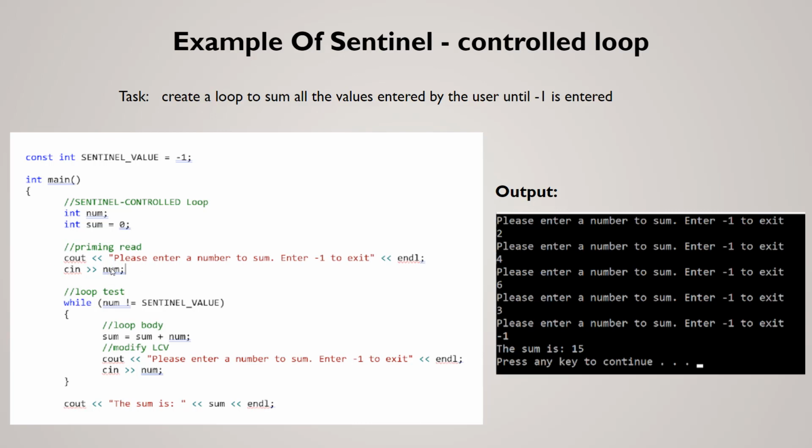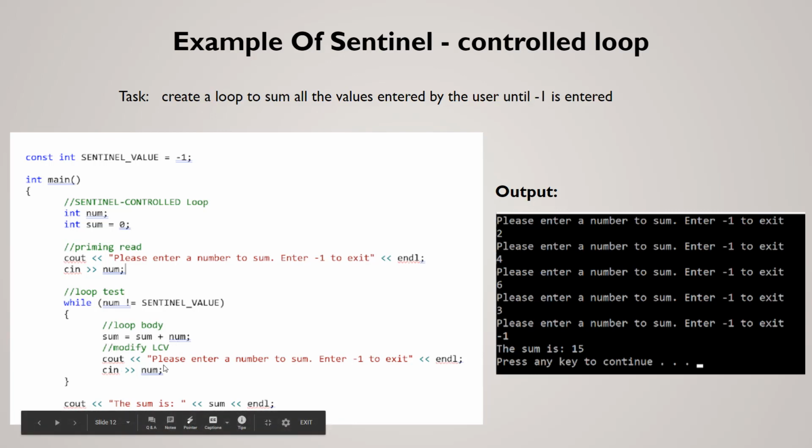So we're asking the user to input a number, they input a number. In the output here, the user inputs 2. So we say, well, while 2 does not equal -1, which is true because 2 does not equal -1, then we take the sum, which is initially 0, sum plus num, 2 plus 0, store that in sum.